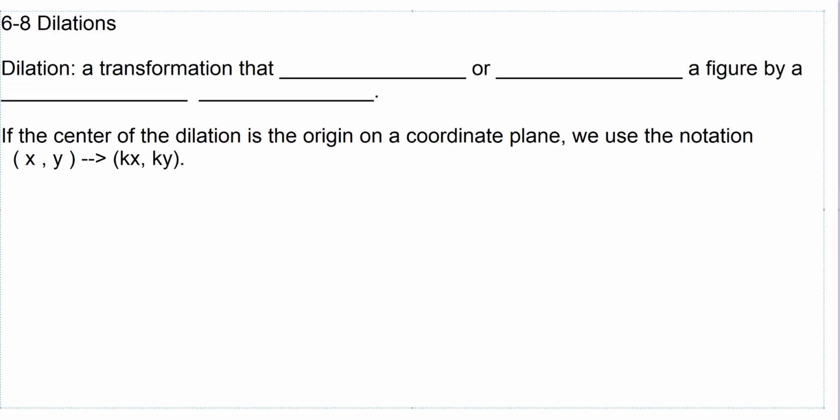This lesson is for 6-8 dilations. You've already used transformations such as translations and reflections in the coordinate plane. So today we're going to look at graphing dilations on a coordinate plane and finding the scale factors of dilations. So a couple terms that we need to be familiar with.